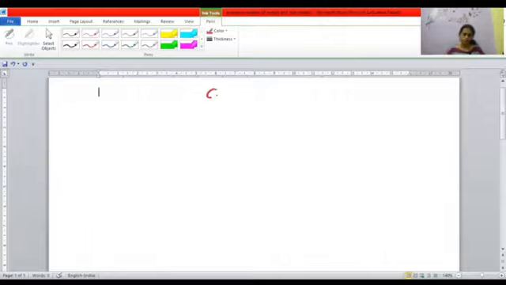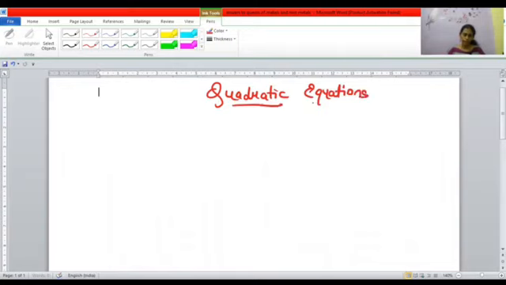We are going to start off with our very interesting chapter, which is called quadratic equation. I hope everybody can see the whiteboard which I've shared with you. The screen is shared with you, right? Quadratic equation is one of the important topics of your 10th standard CBSE. It's the fourth chapter.